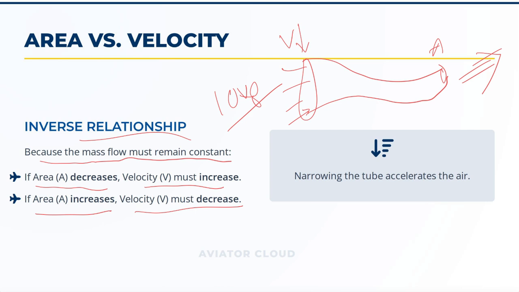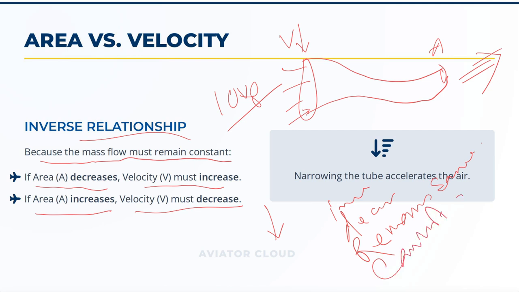In a cross-section, if the area decreases, what will happen to the velocity? It will increase, decrease, remain the same, or cannot determine. So your answer will be increase.